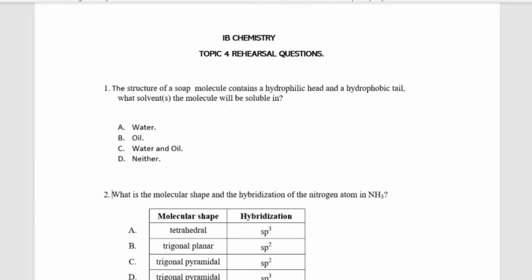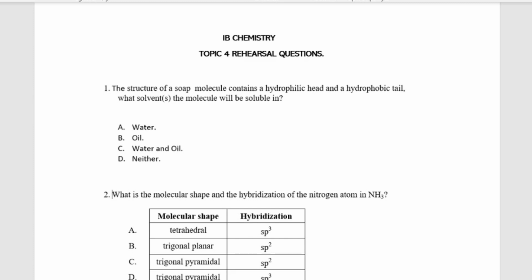Question 1 says the structure of a soap molecule contains a hydrophilic head and a hydrophobic tail. What solvent or solvents will the molecule be soluble in? So what we have to know first: hydrophilic means polar and hydrophobic means non-polar.